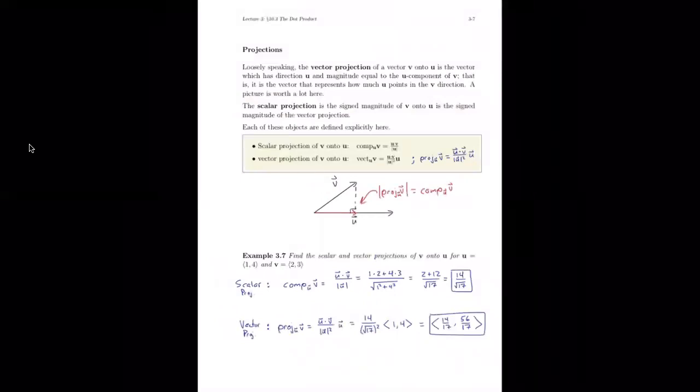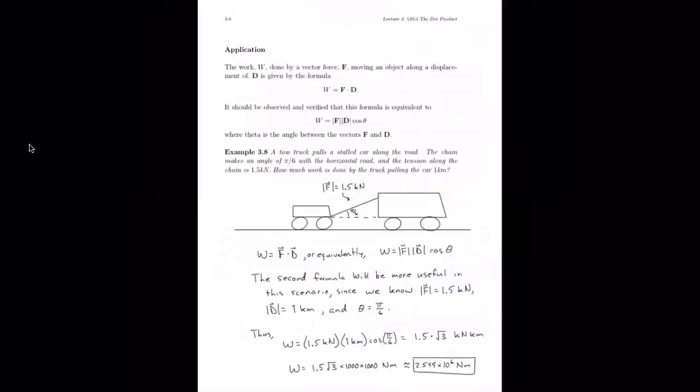Picture and a basic worked example. Okay. Now, one application before we're done with all of this. This is work. So calculating work done by a force moving an object or a weight a certain distance, or by a force being applied over a certain distance. We all recall work as being force times distance.